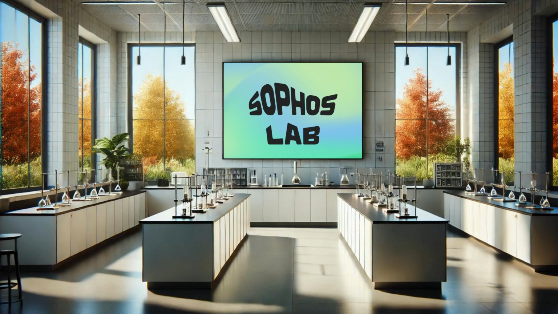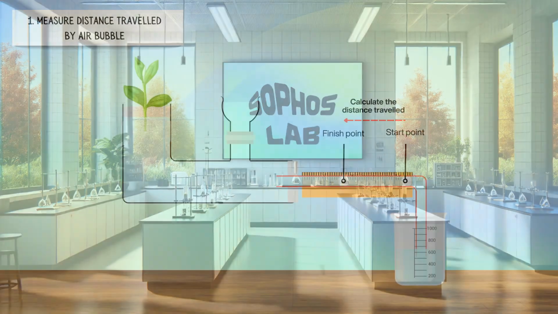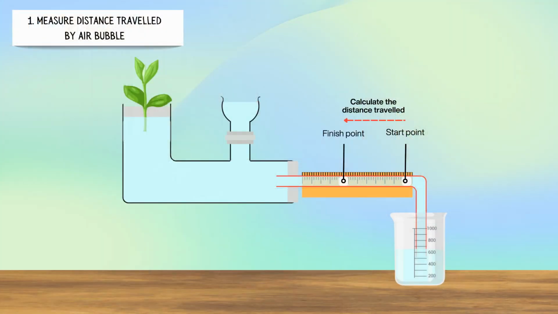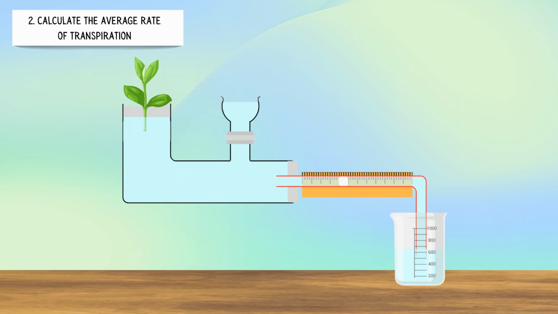Let's now analyze the results of our experiment. Firstly, we need to measure the distance traveled by the air bubble in the potometer. To do this, subtract the starting position from the end position. Next, we can calculate the average rate of transpiration. Average the distances traveled in multiple trials to get a more accurate measure.